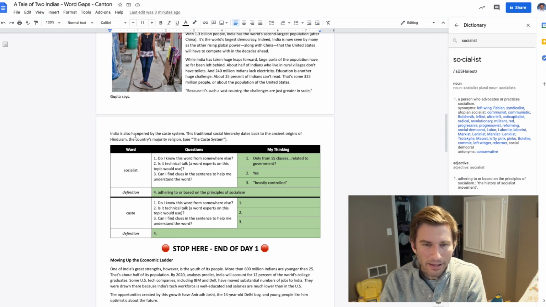India is also hampered by the caste system. This traditional social hierarchy dates back to the ancient origins of Hinduism, the country's main religion.